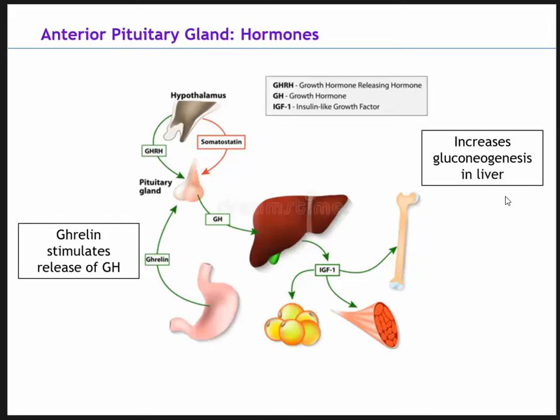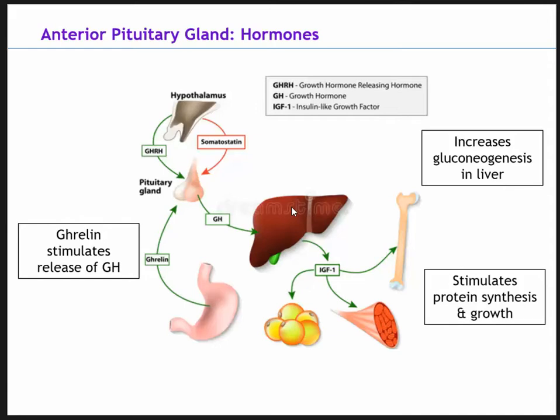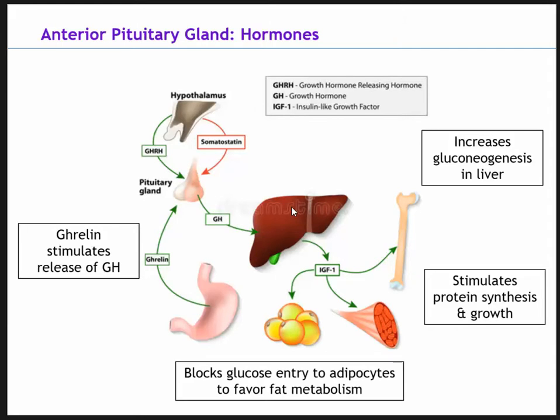This will increase gluconeogenesis in the liver. So gluconeogenesis is the formation of glucose or glycogen from non-carbohydrate sources in the liver, which will also stimulate protein synthesis and growth. So it increases amino acid uptake in the cells. But it blocks glucose entry into fat cells, and it favors fat metabolism.